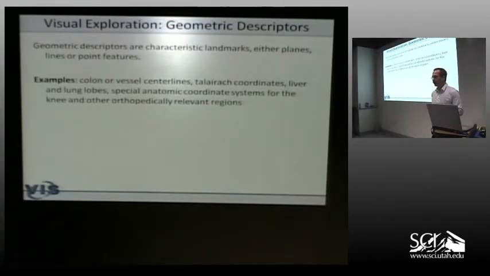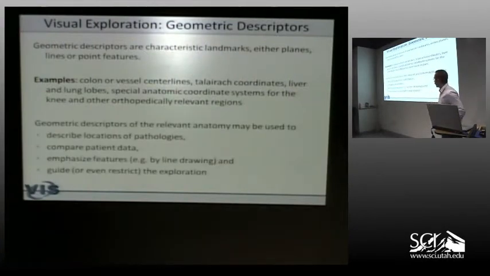But there are many other examples. I only thought about one minute what kind of examples I know where certain kinds of landmarks are important, not only to guide the interaction, but also to allow a systematic description of locations of pathologies, which is very important for diagnostic reports, for example. So geometric descriptors might be used to describe the location of pathologies, also to compare different patient data. They may be used in order to emphasize. If I know this is an important landmark and I could detect it automatically, then I can change the visualization at this region. And what I find the most important is to guide the exploration.